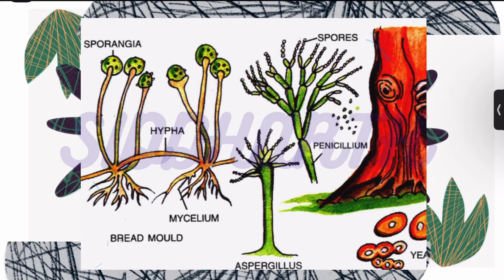Few examples of fungi are bread mold, Aspergillus, Penicillium, and yeast. Fungi are also used in the making of antibiotics like penicillin. Penicillin, the antibiotic, is prepared from the fungi named Penicillium notatum.